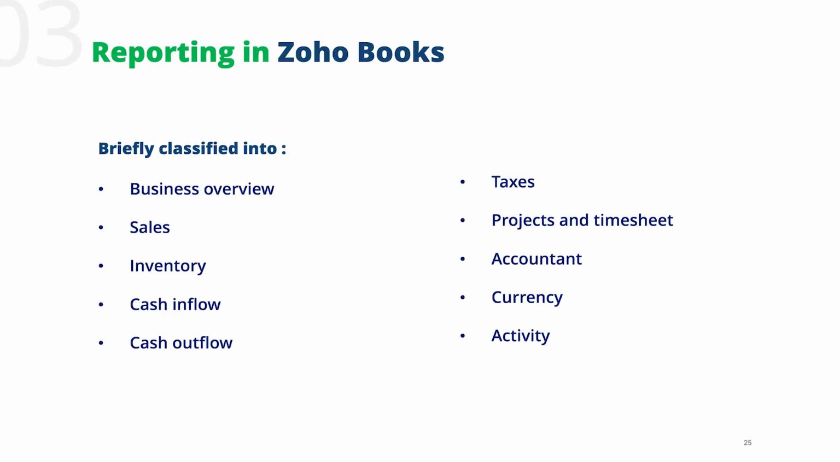The reports are broadly classified under the following categories: business overview, sales, inventory, cash inflows, which have the receivables, payments received, and the recurring invoices under it, the cash outflows, which have the payables and purchases and expenses under it. This is followed by taxes, projects and timesheet, accountant, currency, and activity reports. We will now look at each of them in detail.